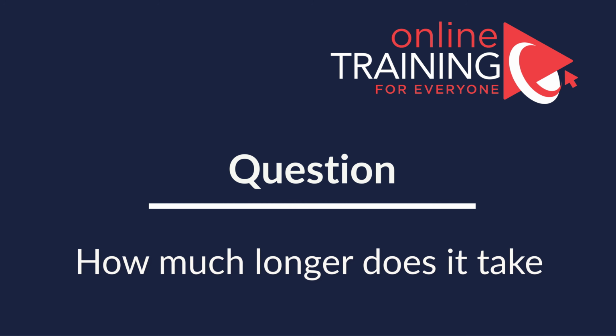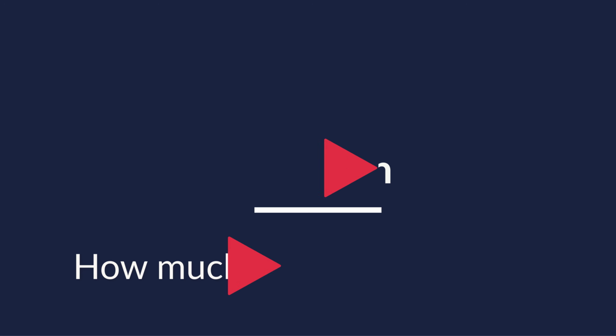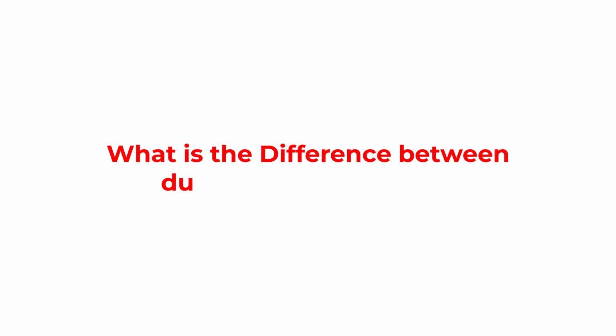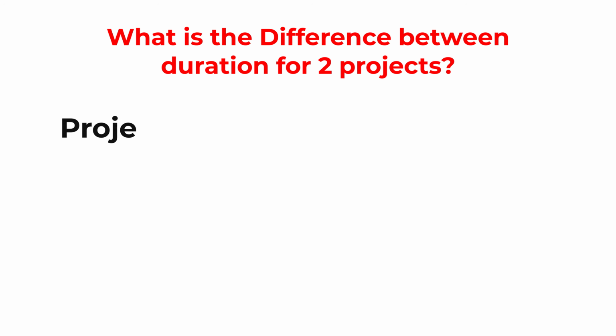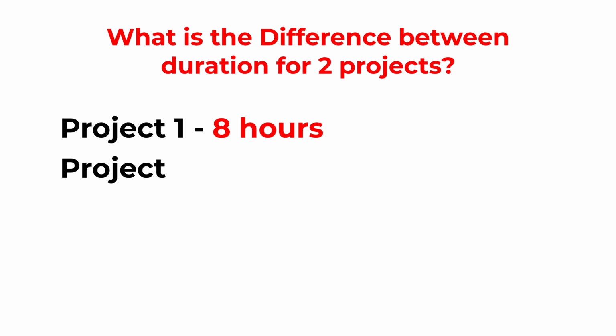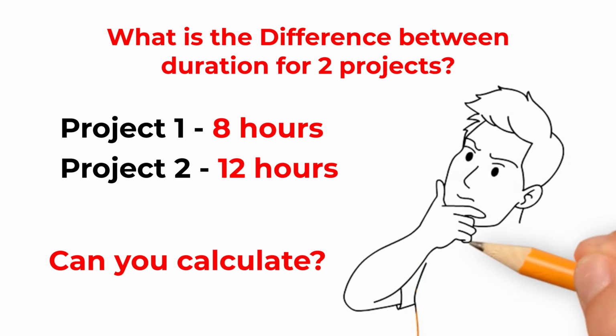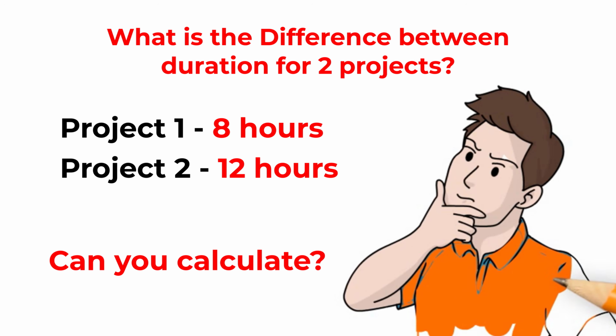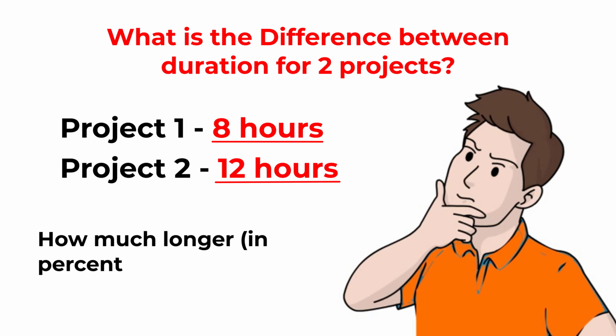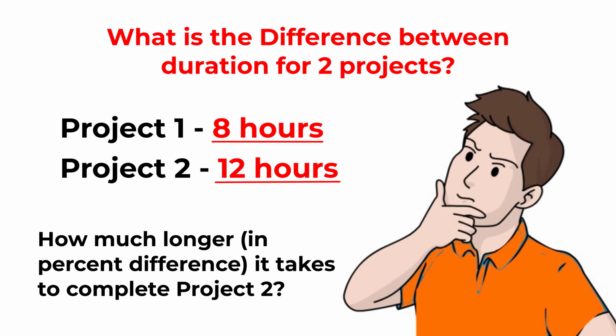Here's an interesting question which tests your understanding of percentage differences. You are presented with 2 projects, Project 1 and Project 2, and you need to calculate the difference between completion time for those 2 projects. It takes 8 hours to complete Project 1, and it takes 12 hours to complete Project 2. So, how much longer does it take to complete Project 2?